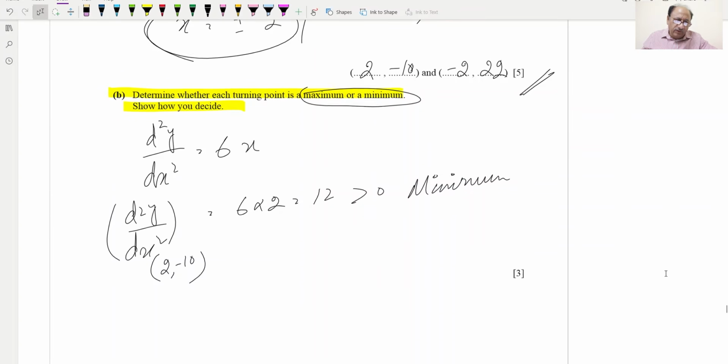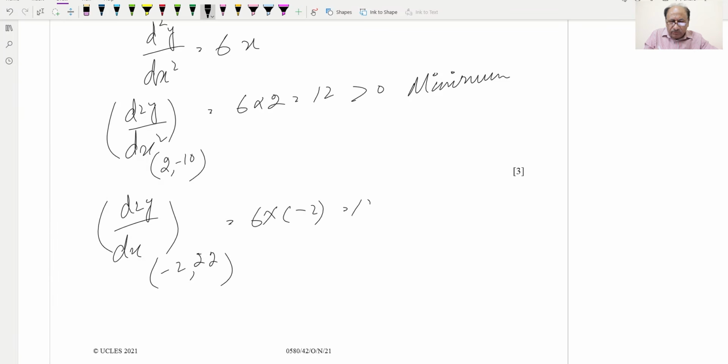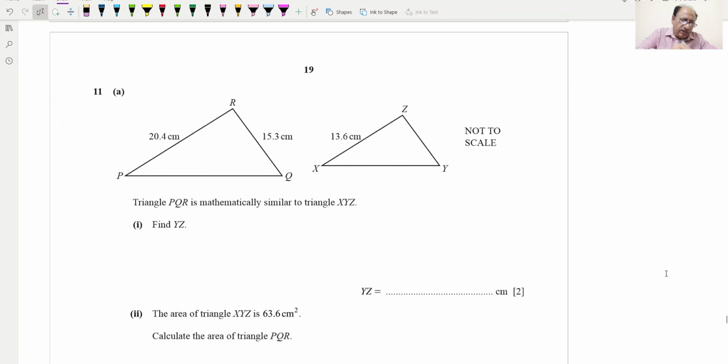And if we replace in d2y over dx squared at (-2, 22), the other point, this will be equal to 6 into minus 2, and this will be equal to minus 12, which is less than 0. So this will be maximum. Hopefully you understood. This was a 3-mark question. Now we can move to the next question, which is question number 11. Question number 11a part. Diagram is not to scale.